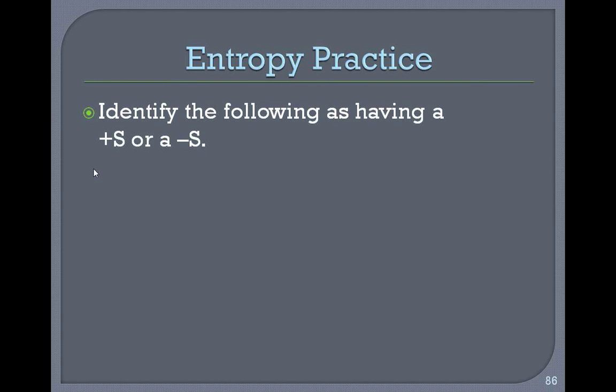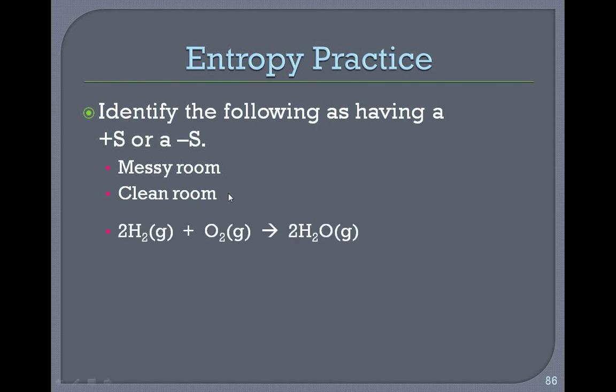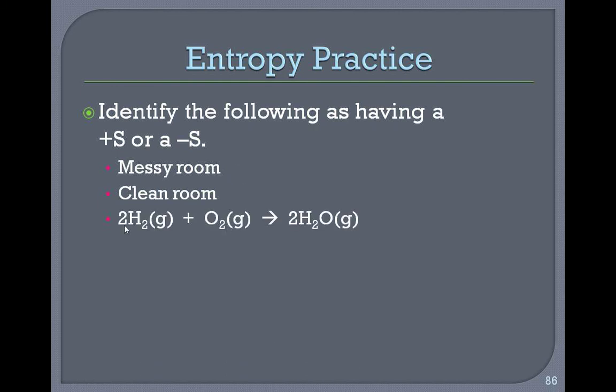Let's do some practice. Identify the following as having a positive entropy or a negative entropy. So a messy room. A messy room would be more entropy, a positive S. A clean room would be a negative S. This, let's see, it's going from 2 plus 1 is 3, so it's going from 3 parts to 2 parts, and it's a gas and a gas to a gas. So you're going from more parts to less parts. That must be a negative entropy.